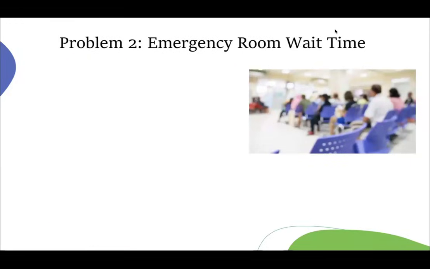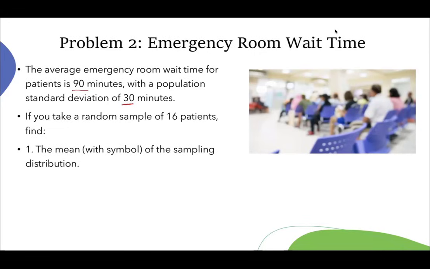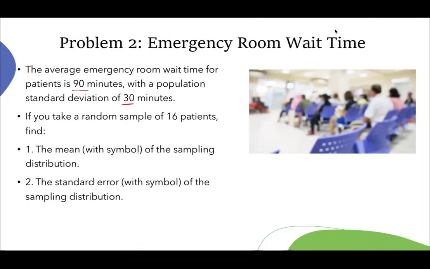Problem 2, emergency room wait time. The average emergency room wait time for patients is 90 minutes with a population standard deviation of 30 minutes. If you take a random sample of 16 patients, find the mean with the symbol of the sampling distribution and find the standard error with symbol of the sampling distribution. Same as before.